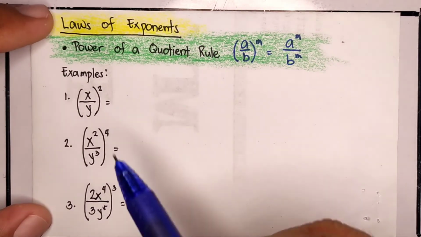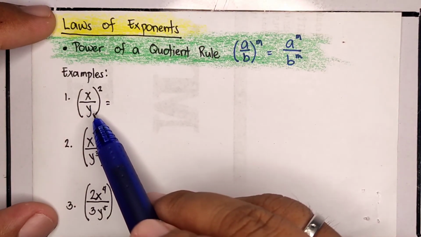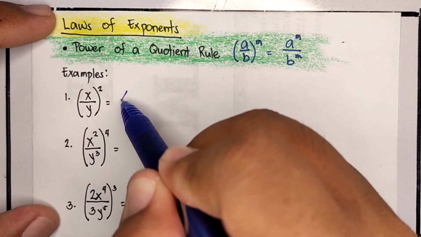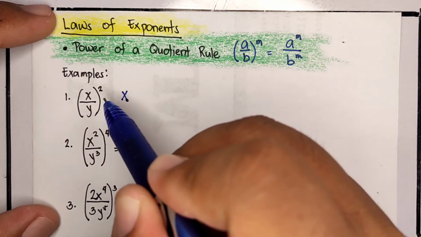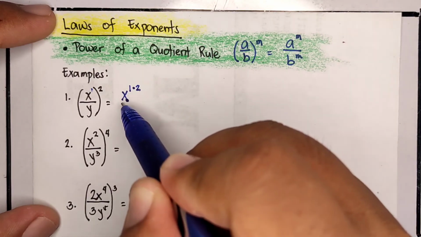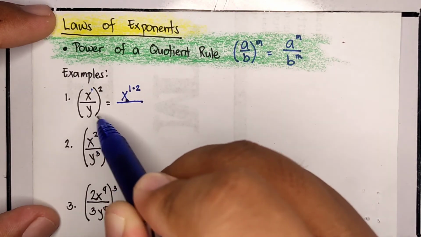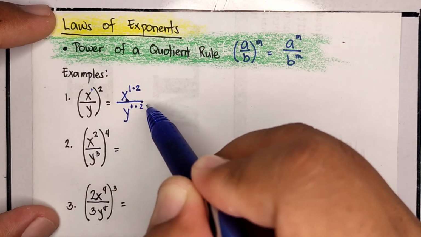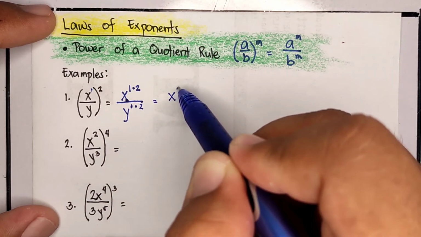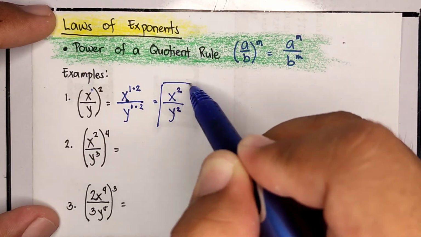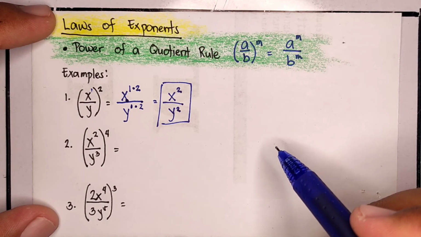Okay, example. We have here x over y raised to the power of 2. Unahin natin x. Meron siyang 1. Therefore, 1 times 2. Over, you have here y. Meron dito 1 times 2. And that is x squared over y squared. And this would be our answer.